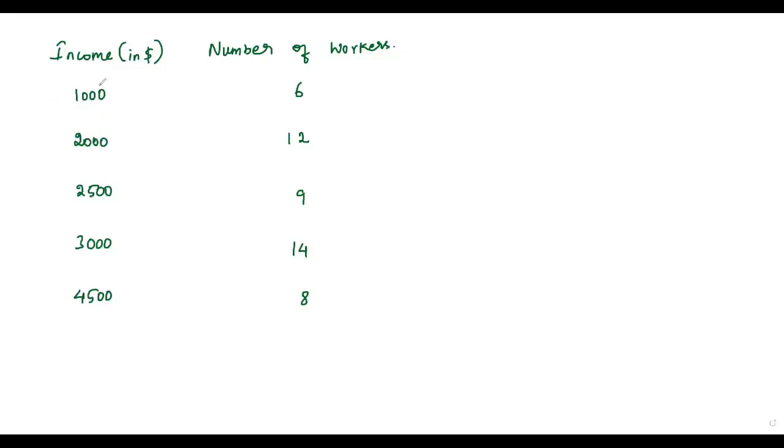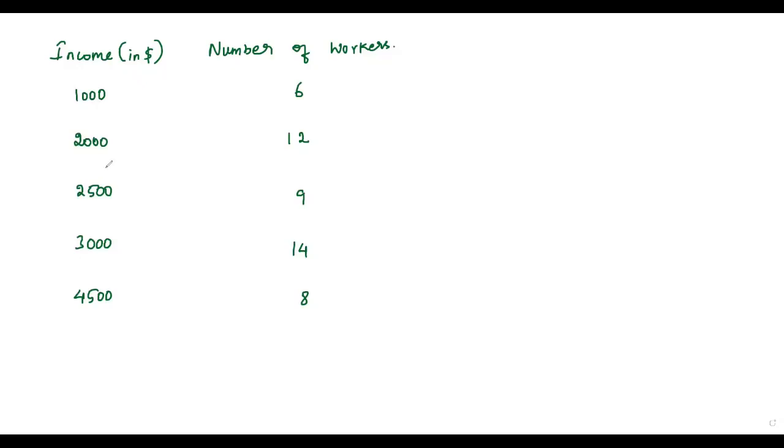distribution. In the first category, there are 6 workers where each worker is getting $1,000 income, and in the second category there are 12 workers where each worker is getting $2,000 income. So we have to find the median income for the given discrete frequency distribution.